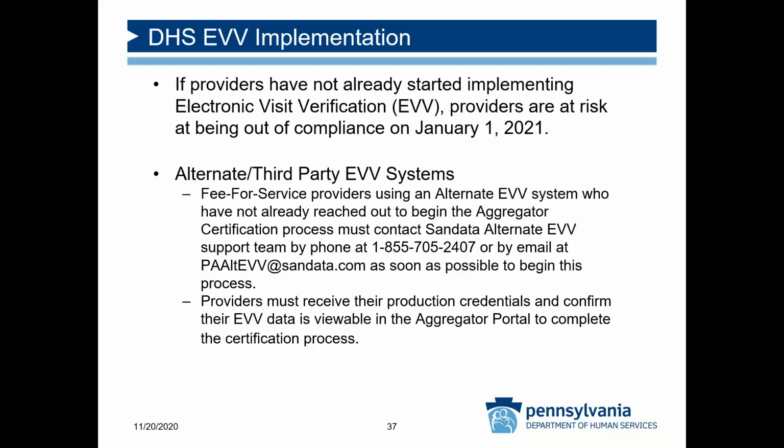Alternate third-party EVV systems: fee-for-service providers using an alternate EVV who have not already reached out to begin the aggregator certification process must contact the SANdata Alternate EVV support team by phone at 1-855-705-2407 or by email at paaltevv@sandata.com as soon as possible to begin this process. Providers must receive their production credentials and confirm their EVV data is viewable in the aggregator portal to complete the certification process.